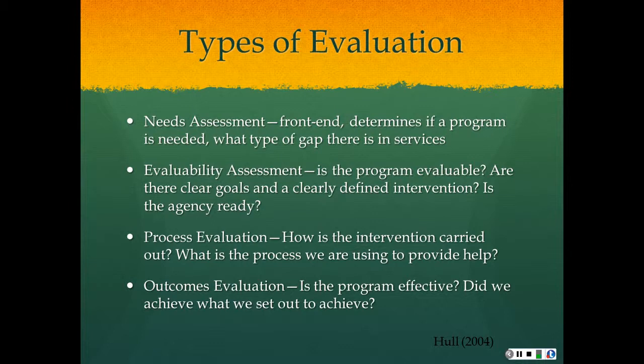And then once we get to the actual evaluation, there's two different kinds of evaluations. There's the process evaluation, in which we're looking at what is the process of providing help. How is the intervention carried out? What are the steps in the process, and are we doing it in the way that we had originally planned? And then outcomes evaluation, which is what we're going to be focusing a little bit more on, was the program effective? Did it achieve its outcomes? Did it set out to achieve what we hoped to achieve?